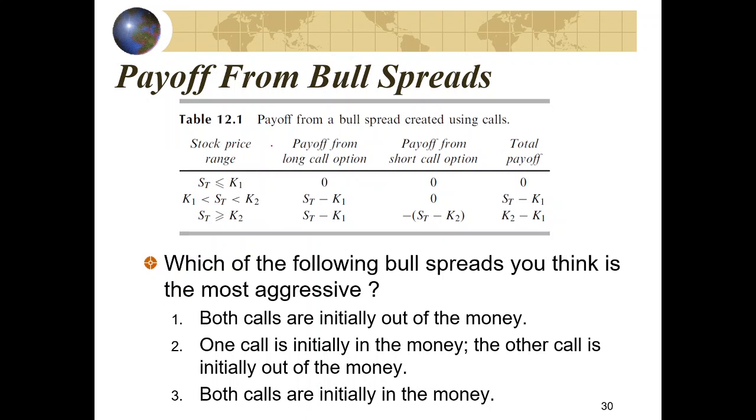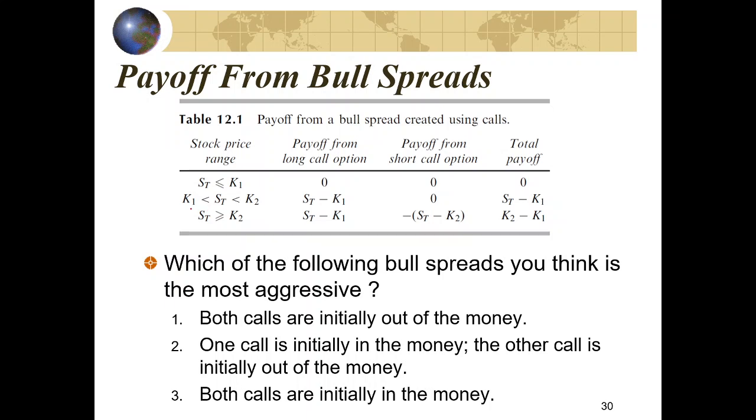Now, another way to analyze the payoff of the different spreads is to look at the payoff of each option in the spread at different stock price ranges. Since we have two strike prices, it means we have three ranges. The first range is when ST is lower than K1. In this case, both the long call and the short call are out of the money, which means the payoff will equal 0.